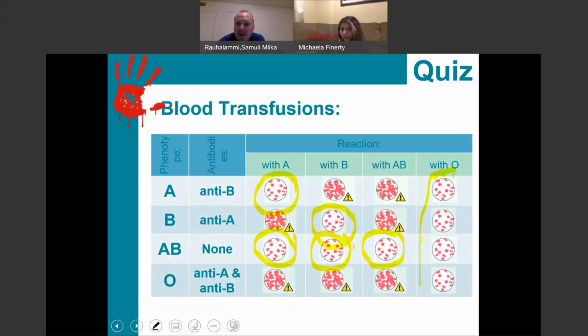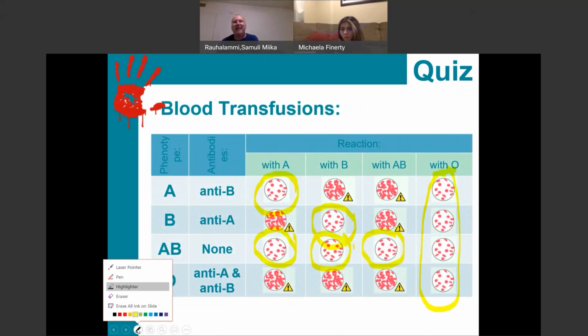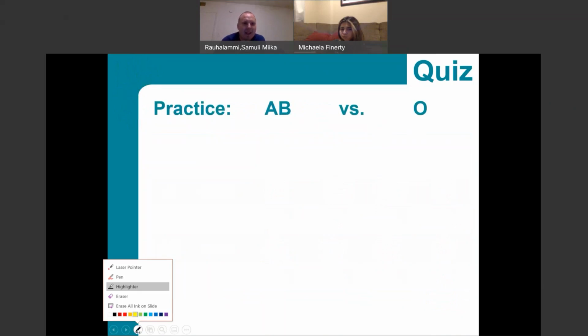Big thing to remember there is to just look at the letters, don't worry about the pluses and minuses. You just want to get the letters right. We're not worrying too much about Rh positive or negative. In this class, we're just focusing on the ABO system.